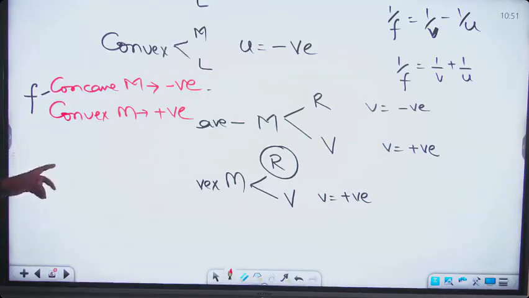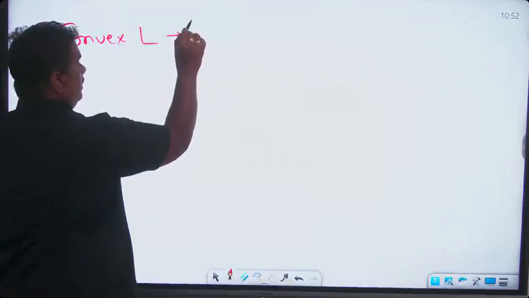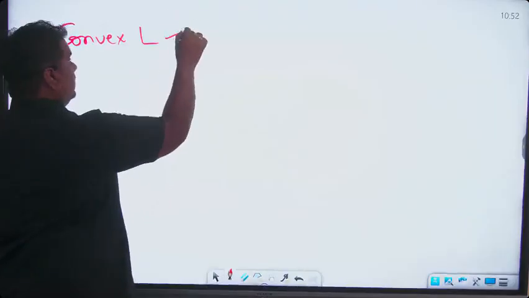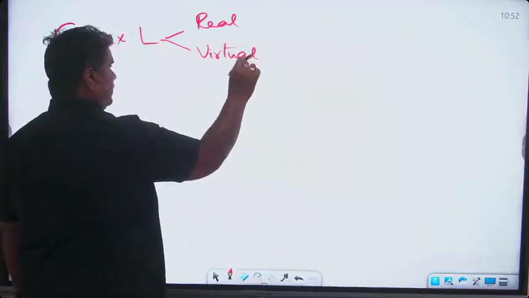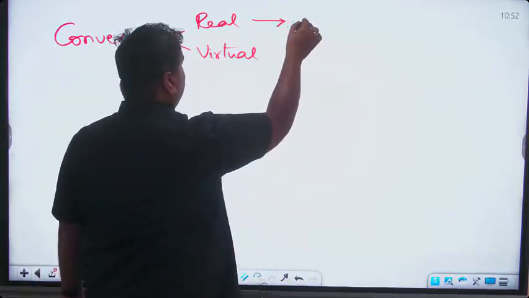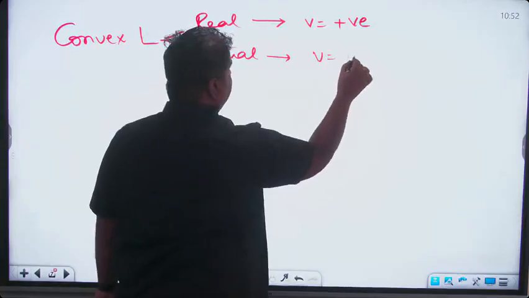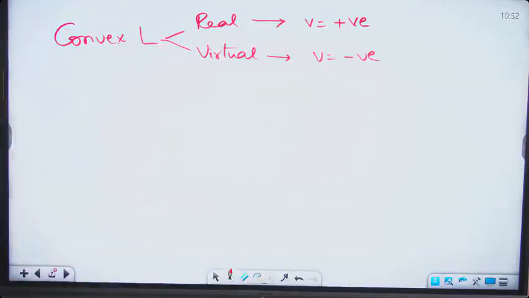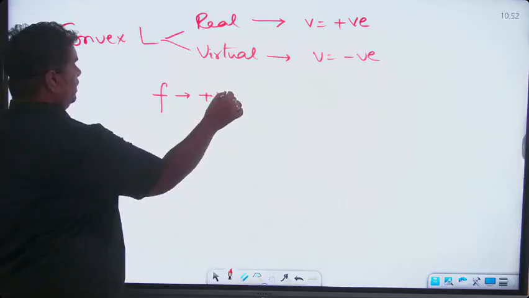Is it done? Then the moment you're talking about the case of lenses, convex lens. So in case of convex lens, image అనేది ఎలా ఉండొచ్చు? Real, or else the image can be a virtual image. So in a convex lens, if the image is real, the v value is always positive; if the image is virtual, the v value is negative. Also, in a convex lens the focal length is always positive.